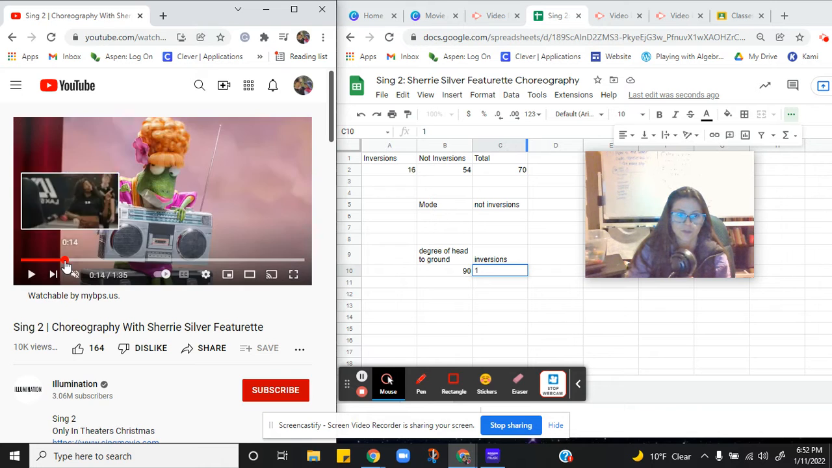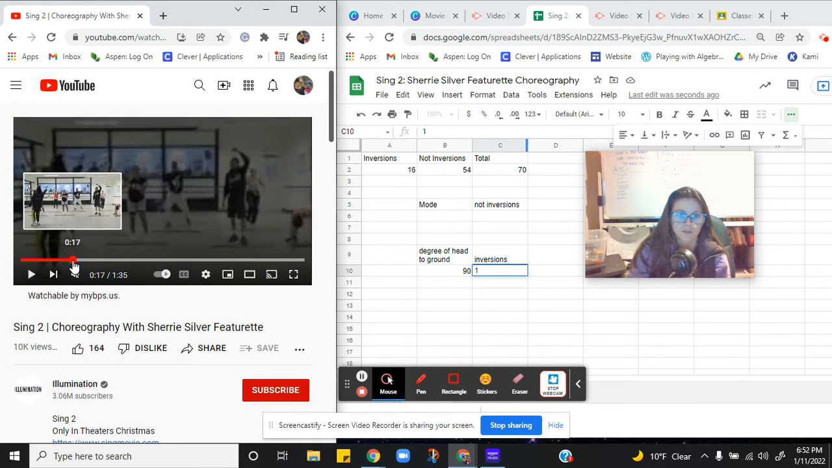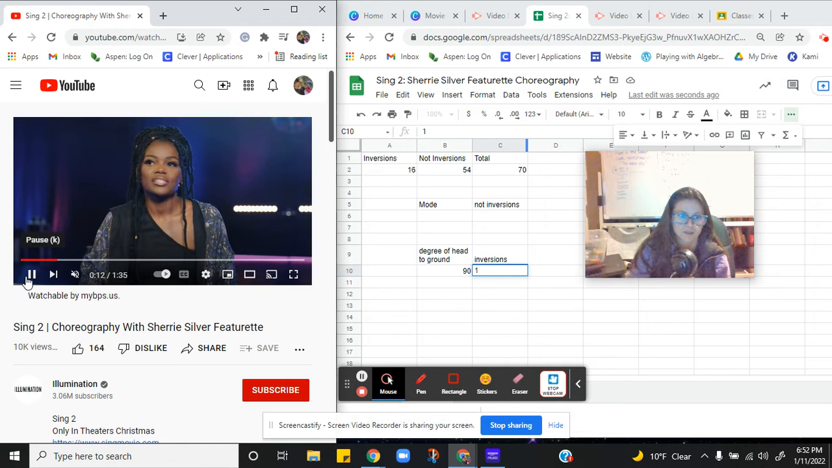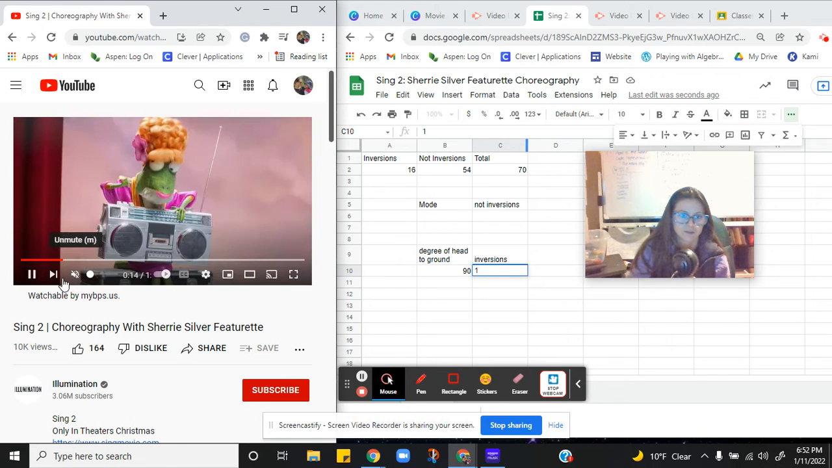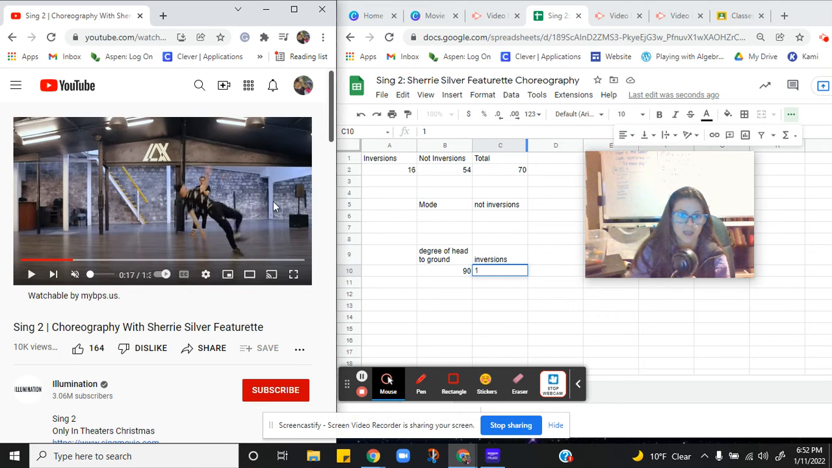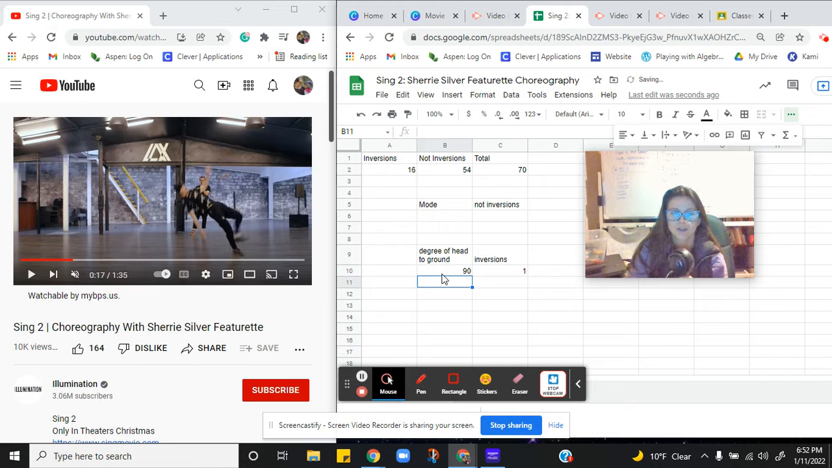So again, I'd have to talk to our dancers and see what they would think. But that's a cartwheel, right? So degree of head to the ground, you're going from 0 all the way to 90 and then back up to 0, essentially, right? You're going full circle.